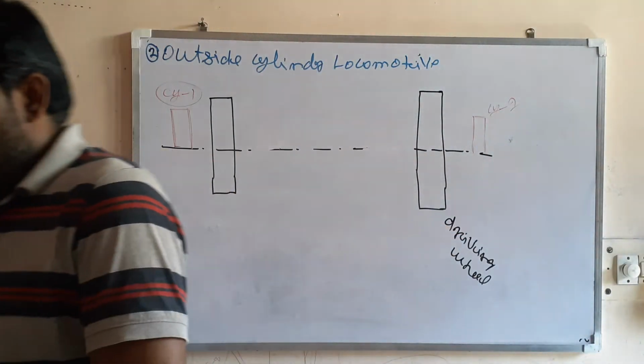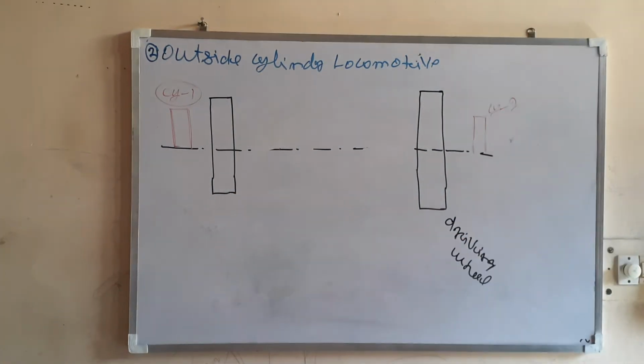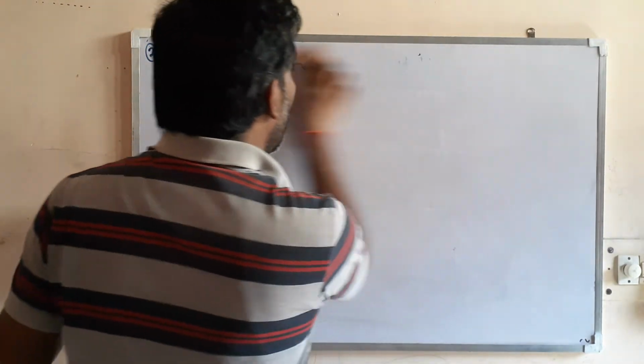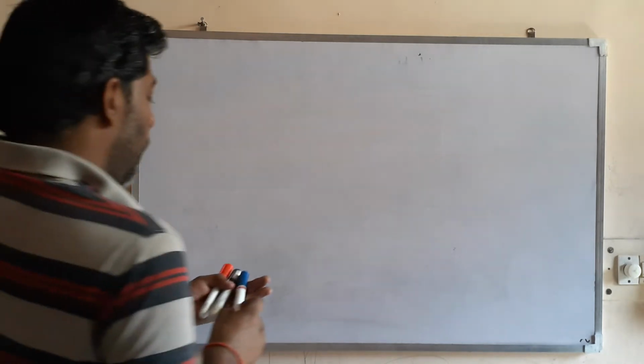Now another classification is according to whether coupling rods are used or not. They are the uncoupled locomotive and the coupled locomotive.